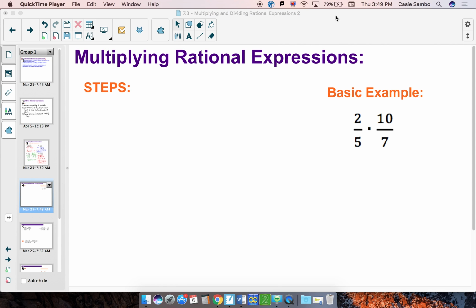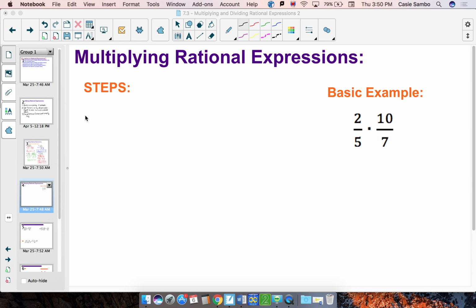To the next flap of our foldable. On the little tab next to the number 2 under the dashed line, you should write in multiplying rational expressions, which is the same as this heading here. Multiplying rational expressions. Our steps are the same as the steps from the last one, from simplifying rational expressions.